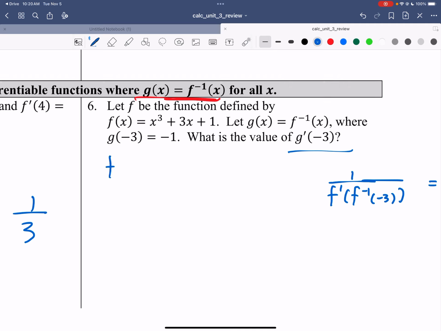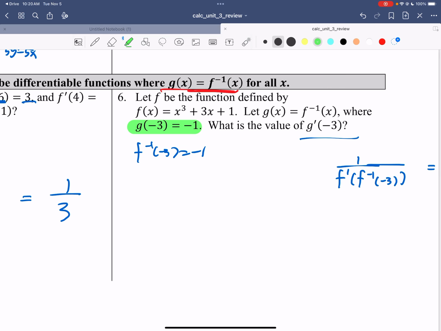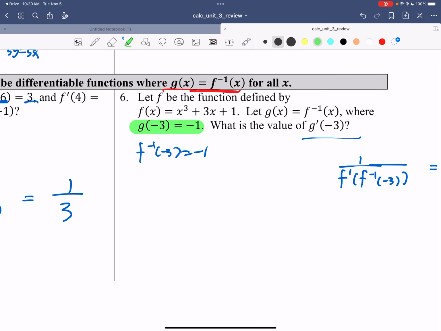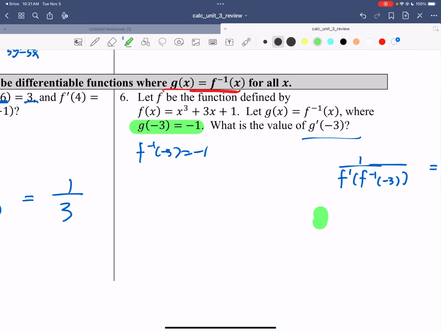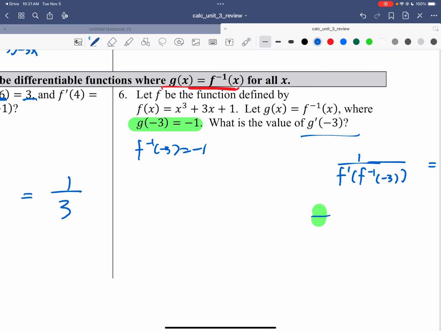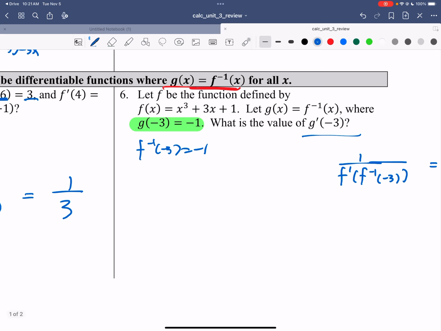So you are going to get f inverse of negative 3 is equal to negative 1. It's already given to us here. Oh, thank God, we don't really have to solve it. So this, we already got. Since we already know this, we already have 1 over f prime. So we already know f inverse of negative 3 is equal to negative 1. So I'm going to put negative 1.